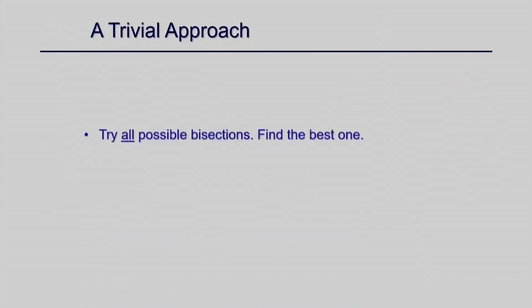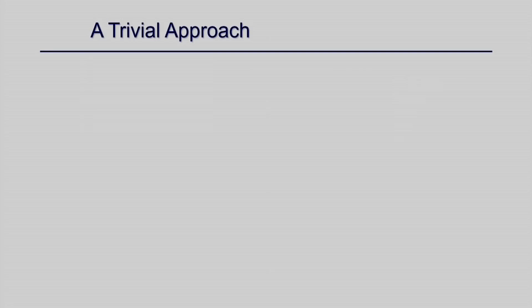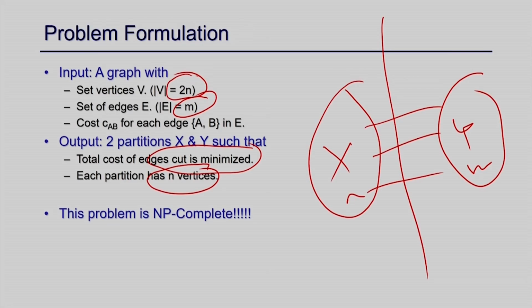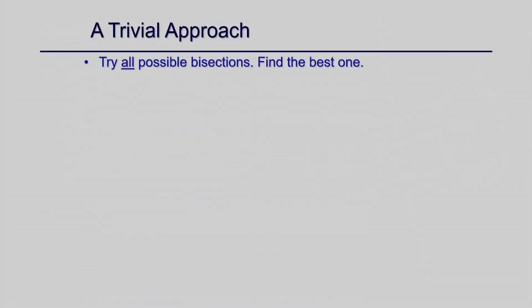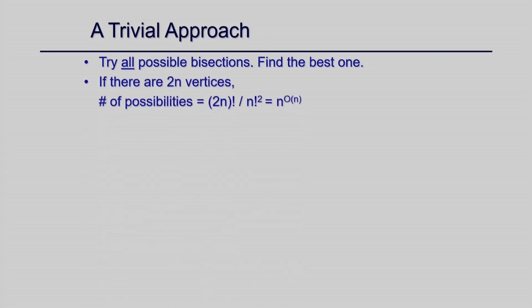So, if you think about how it should work, you might try all possible partitionings. The trivial approach is to make all possible bisections of your circuit and then find the best one. Now, think about it: there are 2n vertices, so the number of possible combinations is huge.